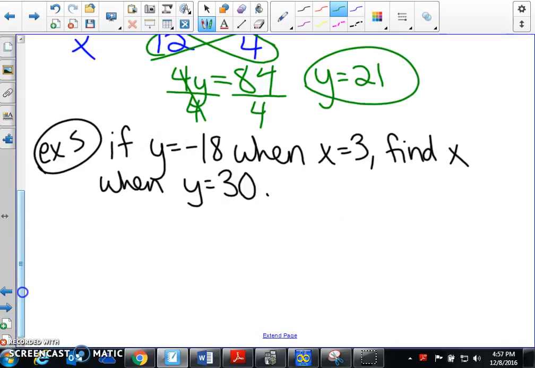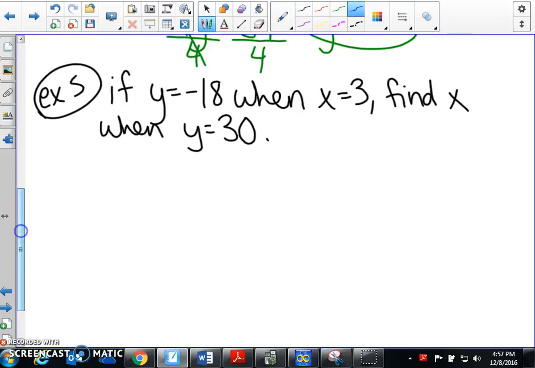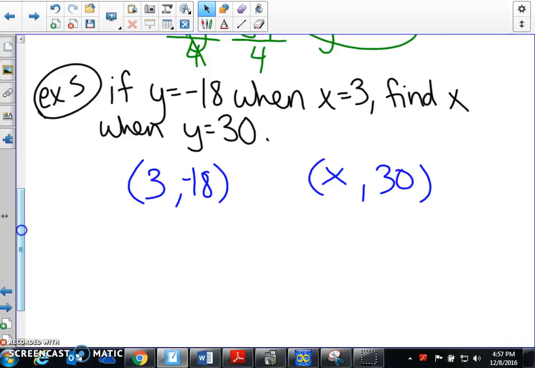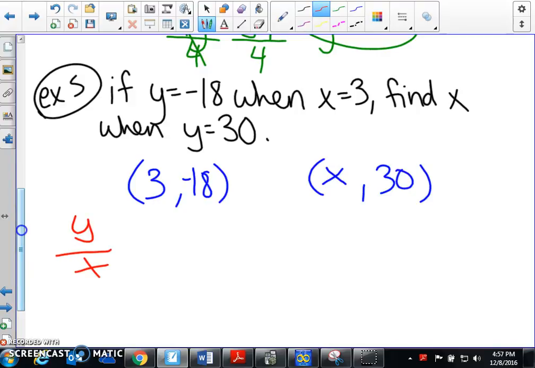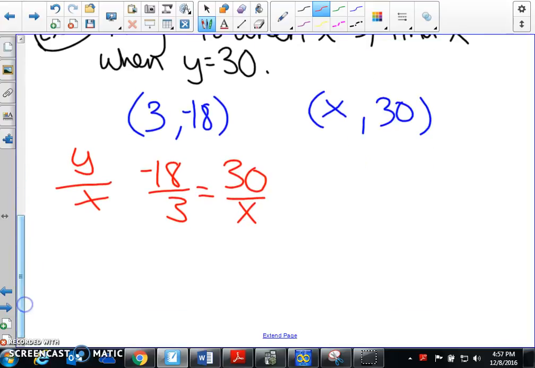I'm going to go ahead and make these 2 ordered pairs because for me, it's easier to see them as ordered pairs. If y equals negative 18 and x equals 3, find x when y equals 30. Okay, so it's a direct variation, so it's y over x. So negative 18 over 3 is equal to 30 over x.